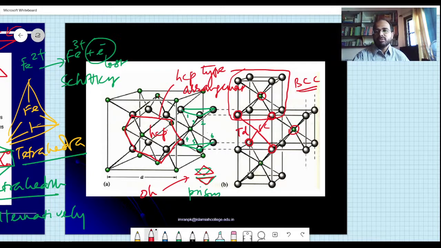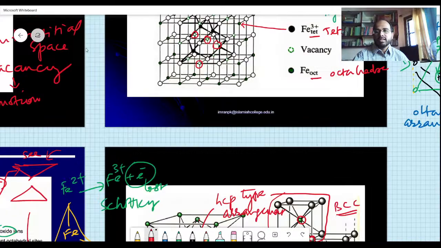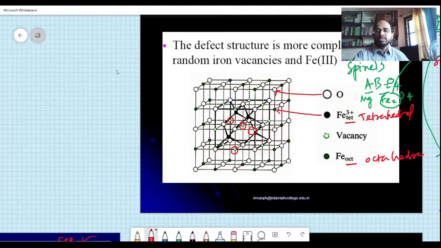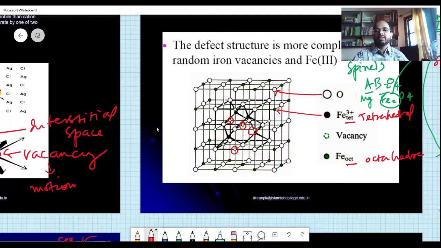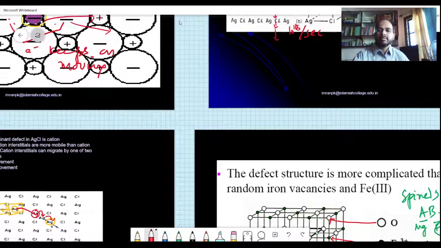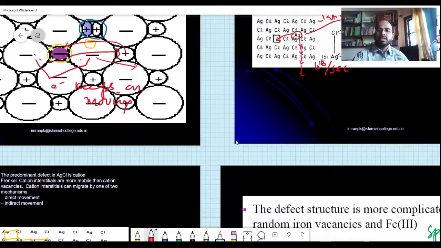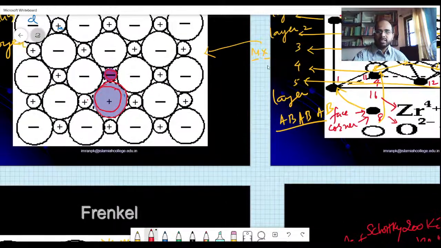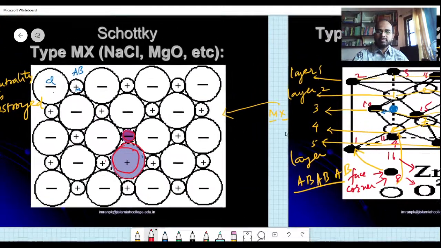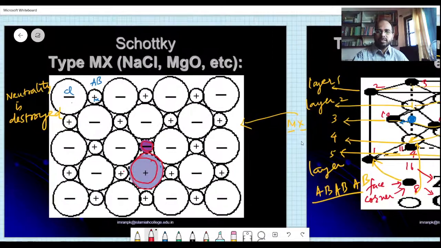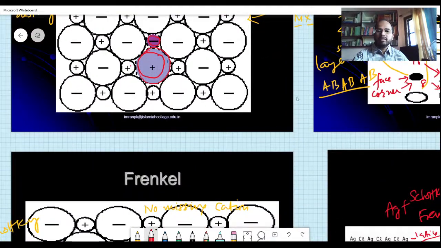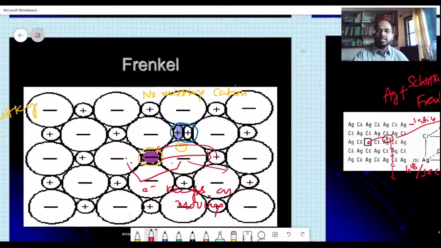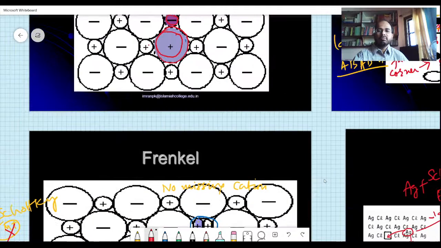So we come to the conclusion about the Frenkel and Schottky defect. How you can remember the Frenkel defect and Schottky defect is that in the Schottky defect, you have missing charges. Okay, here you can see that the Schottky defect is there. In the Frenkel defect, you can see it is not missing charge. Cation and anion have to be balanced.